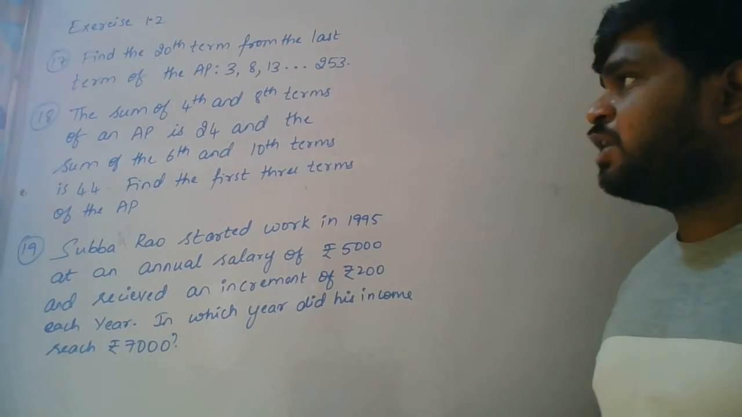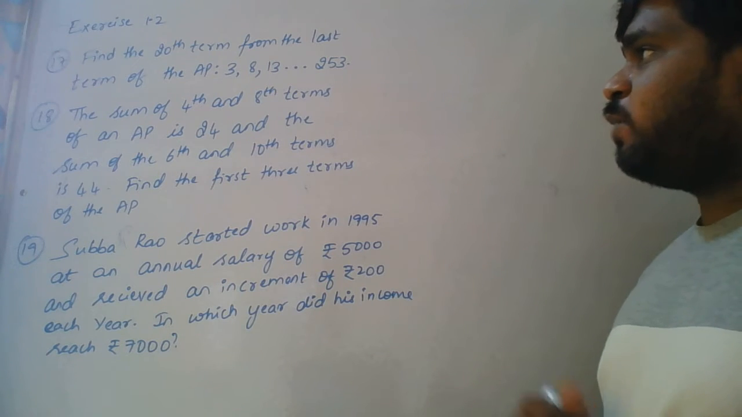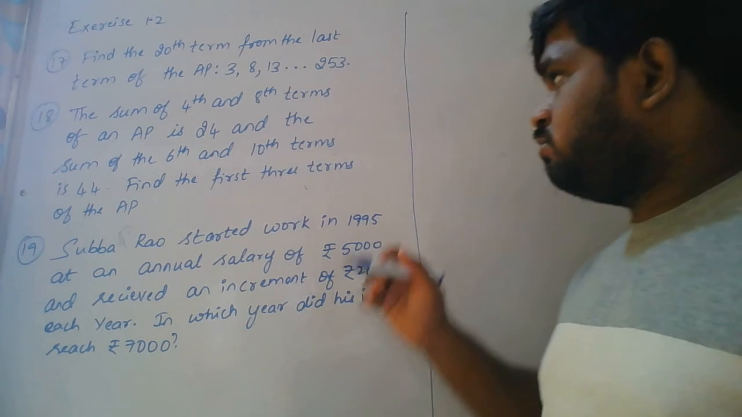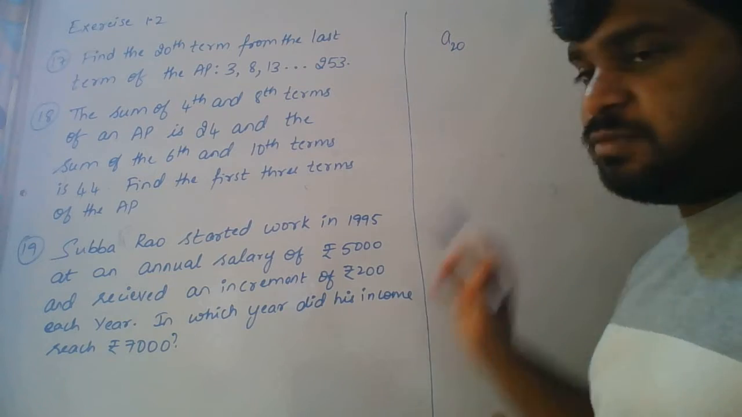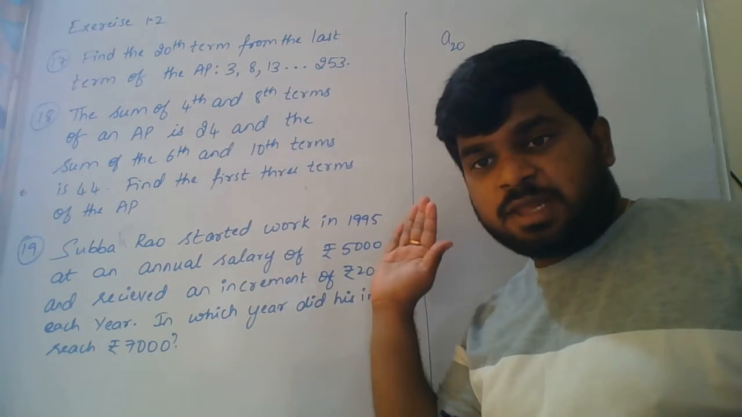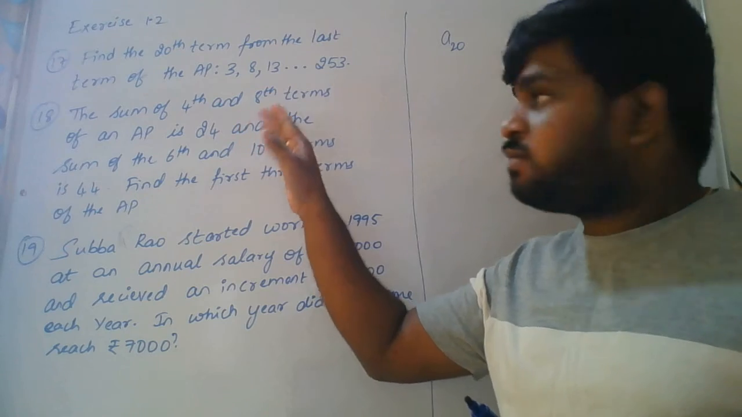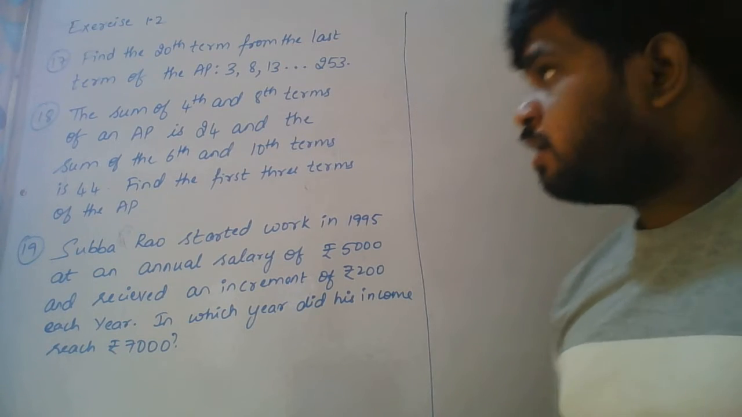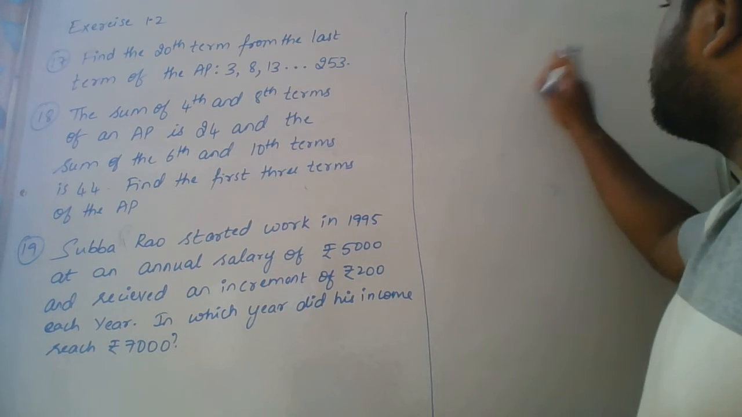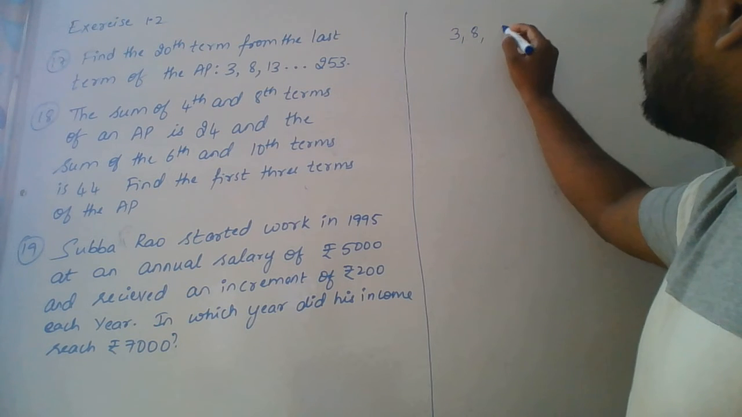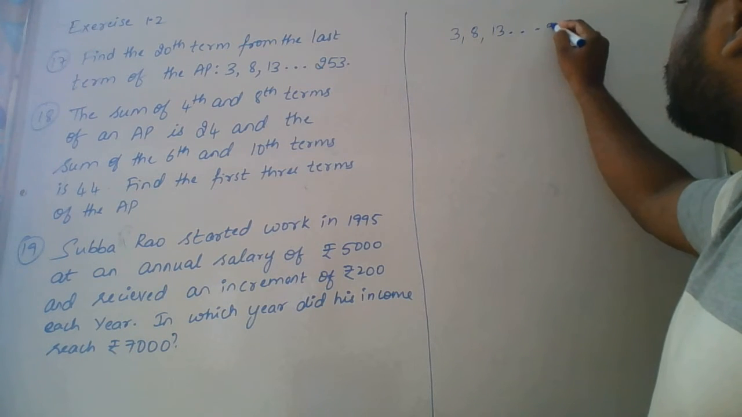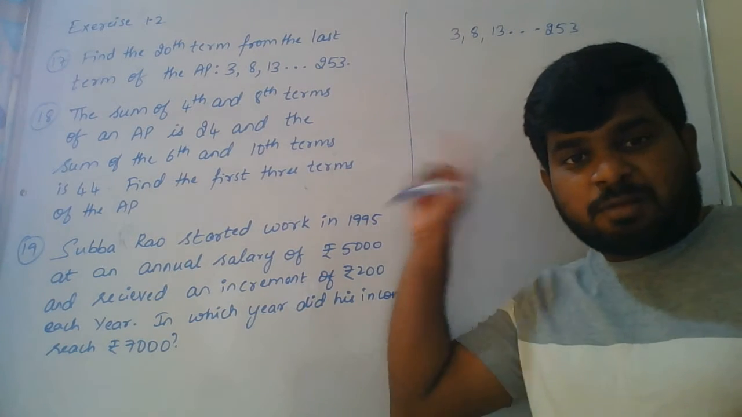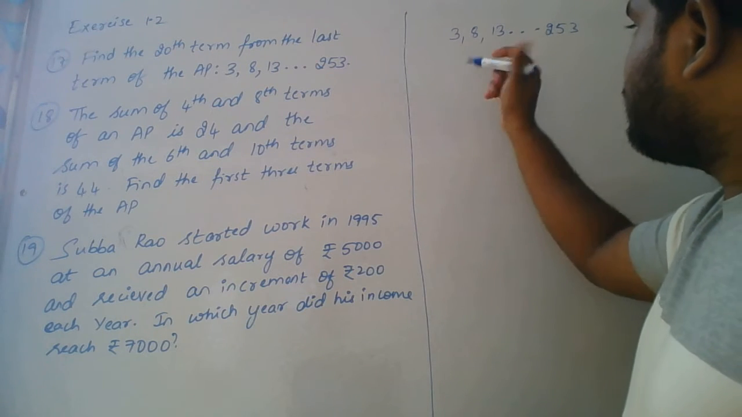Okay, students, let's continue with the next problem. Find the 20th term from the last term of the AP. Here they have not asked us to find A20. When I say A20, it is the 20th term from the beginning. But the question is, find the 20th term from the last. So here, the AP is 3, 8, 13, and so on, 253. Since the question is from the last, let me reverse the AP.